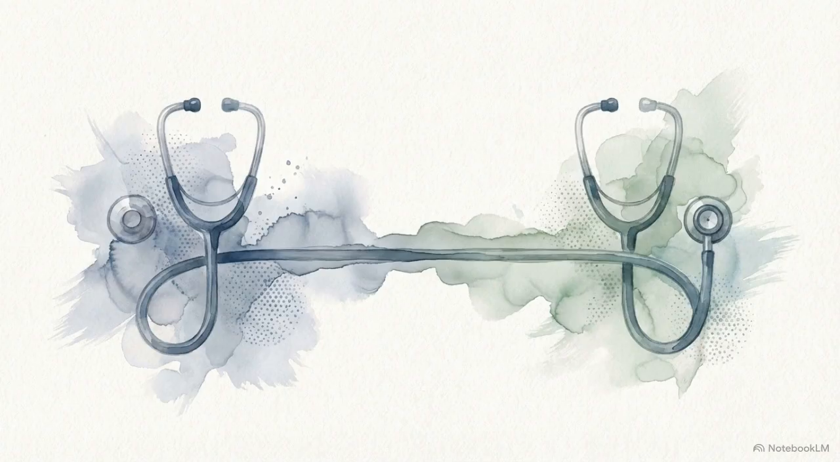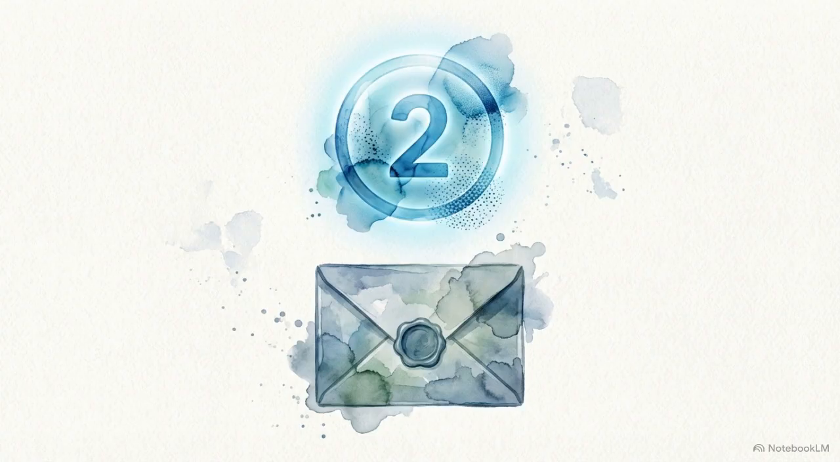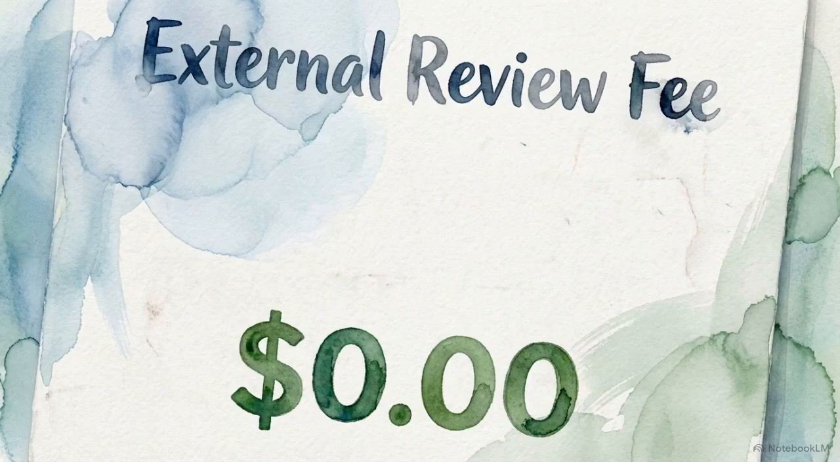Your physician can also request a peer-to-peer review. This is a direct conversation between your treating doctor and the insurer's medical reviewer to supply clinical context that may be missing from the file. If the internal appeal fails, you move to Stage 2, the external review. An independent organization outside of your insurance company makes a final, binding decision. In the federal process, this review is available at no cost to the patient.